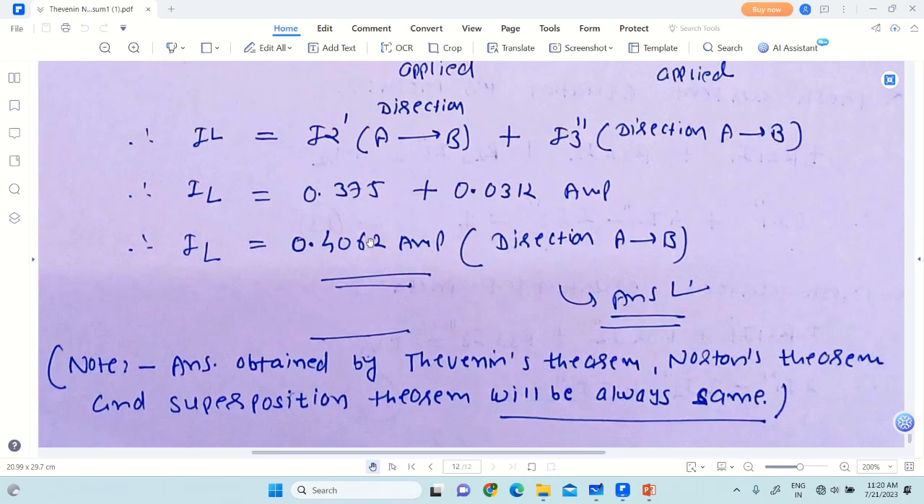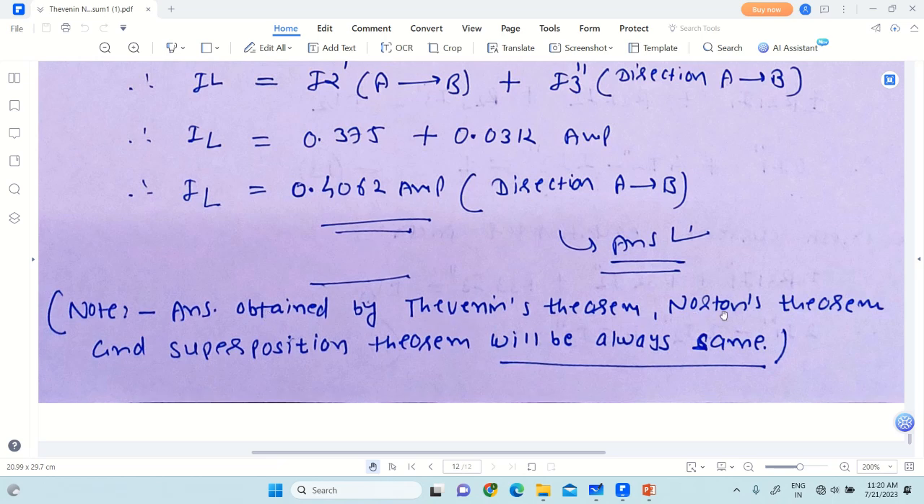So notice one point. Answer obtained by the Thevenin's theorem, Norton's theorem and superposition theorem are always same, right? We got the same answer, right? So this is the answer. Okay, so yes, superposition theorem is very much useful in obtaining the current, and once you obtain the current, you can obtain the voltage, right, by multiplying this current by the resistance value. So you can obtain the voltage also, right?